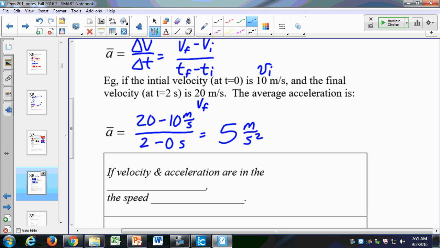So for example, this one would be going 0 meters per second, say at t equals 0. How fast would it be going after 1 second? It would be going 5 meters per second. And then after 2 seconds, you get 5 meters per second for every second. So after 2 seconds, it would be going at what speed? 10. After 3 seconds, 15, 20, 25. Every second, it will increase by 5 meters per second.